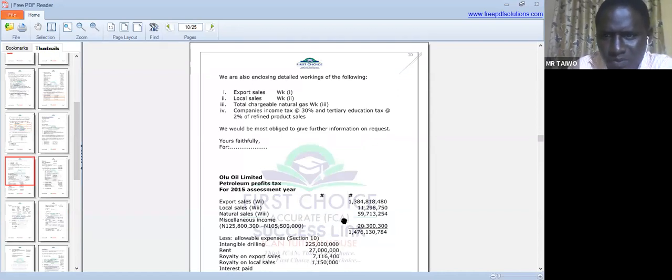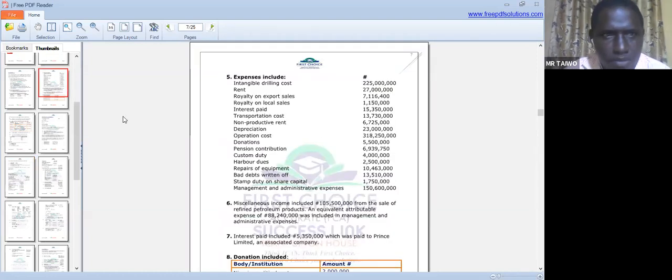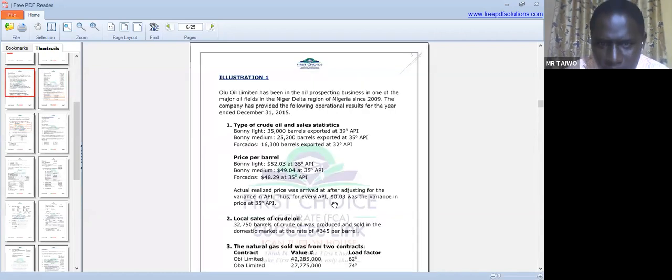Let's look at it. 59,713,000. Can you see it in the workings? Now, we have been able to look at the export sales by using our posted price. We look at the local sales by using the local rates. We look at the natural gas sold by looking at the load factor and the G factor. And it's true that there is a miscellaneous income. Let's go back to it. We have a miscellaneous income. How much was the miscellaneous income you are given in the question?